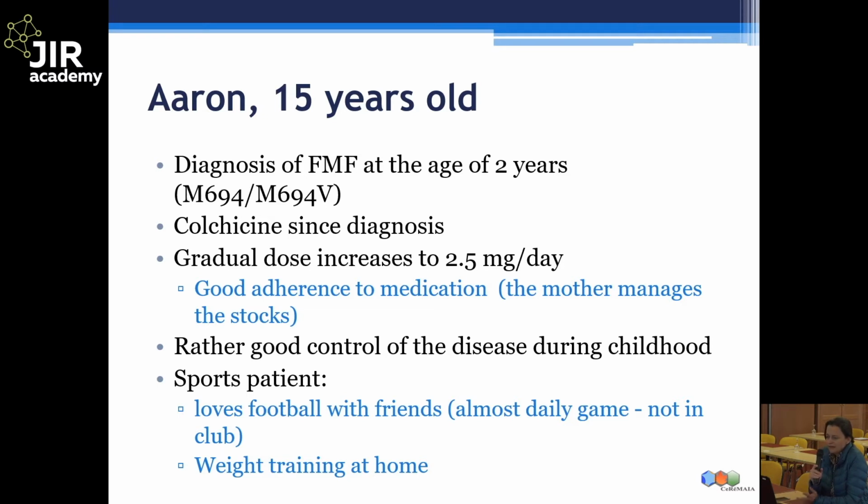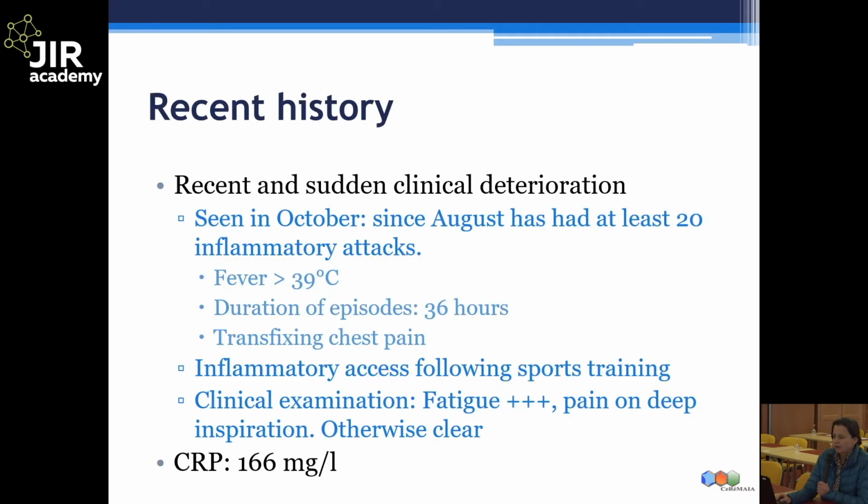If you take history further, you see that he had a rather good control of the disease during childhood, even if he needed high doses of colchicine. He's a sports patient. He loves football with friends. He's not playing in a club, but he's almost playing daily with friends, and he's doing weight training at home. The recent history is that he has a sudden clinical deterioration. I have seen him in October, and since August, he has had at least 20 inflammatory attacks.